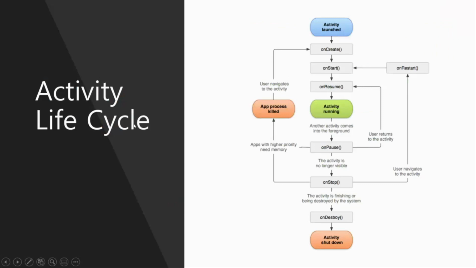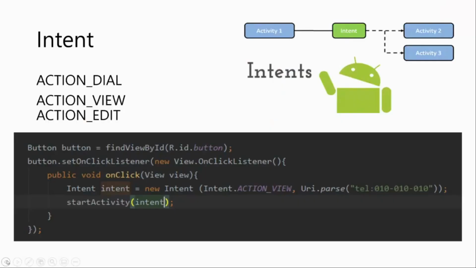Wait, Josh, question about intent really quick. So why is this action view? What's the difference between action dial, action view, and action edit? Action view makes me think, what is it actually doing? Because when I see the phone number, I think action dial means that it's going to call the number. What's action view? Why are we doing action view?